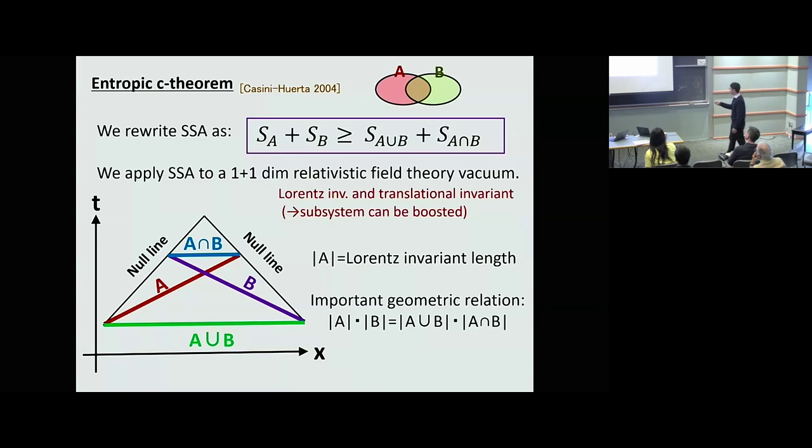Let me quickly review it. In my notation, the absolute value of A means just the Lorentz invariant length. This is real Lorentzian time, and this is space. Then a very elementary but very important geometric relation is that the length of A times the length of B is the same as the product of the lengths of these two intervals. To make everything simple, let's take A and B symmetric, with the same angle, so that the lengths of A and B are the same.